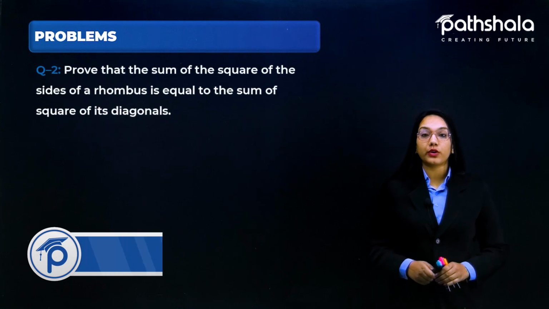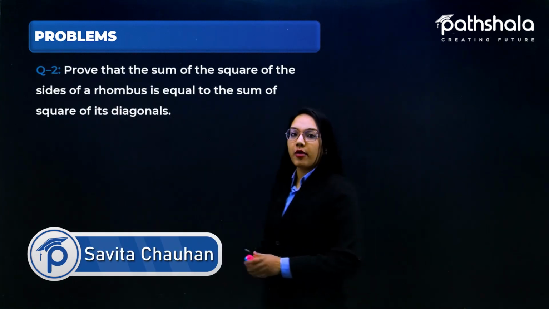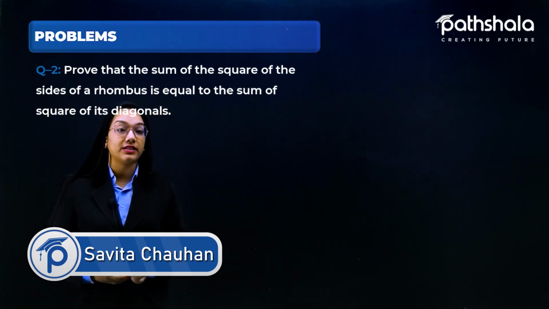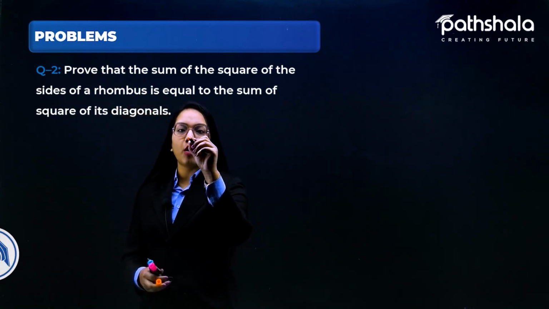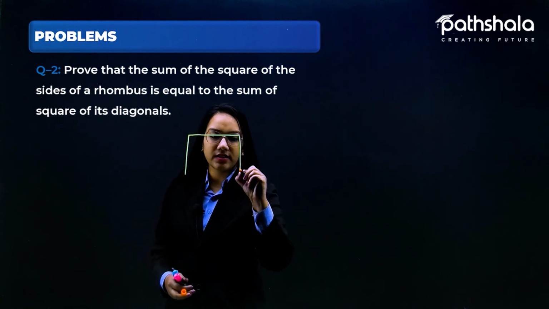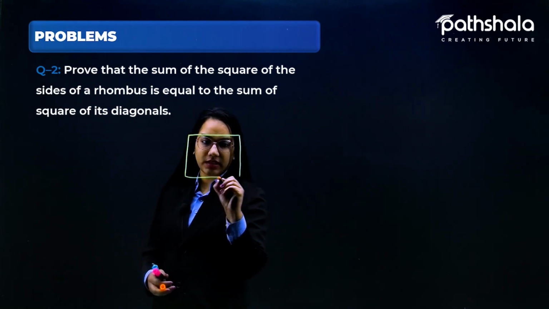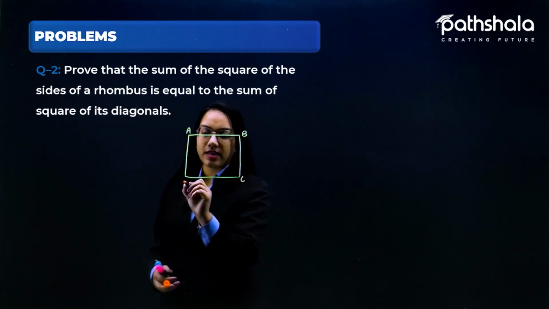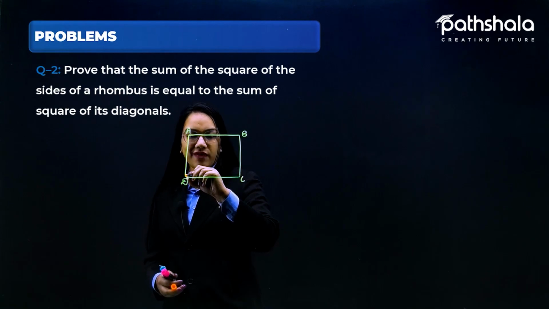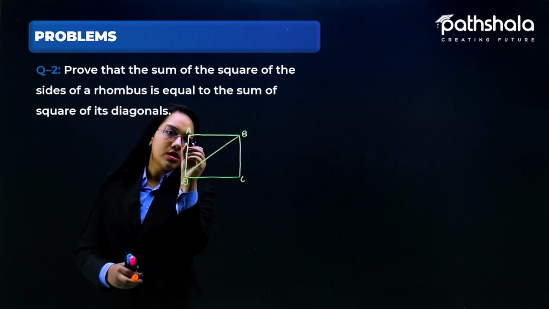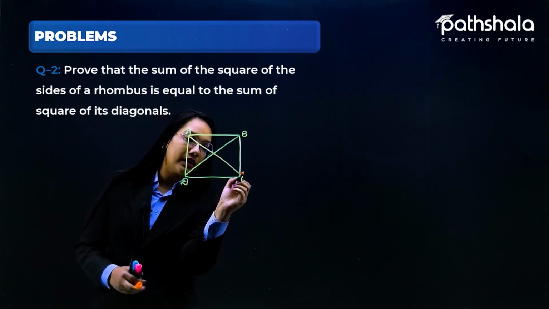Now let's talk about question number 2. It says prove that the sum of the squares of the sides of a rhombus is equal to the sum of the squares of its diagonals. Suppose I draw a rhombus over here and call it ABCD. Let this be A, this be B, this be C, and this be D. Suppose I join the diagonals. So this is one diagonal and this is the other diagonal.